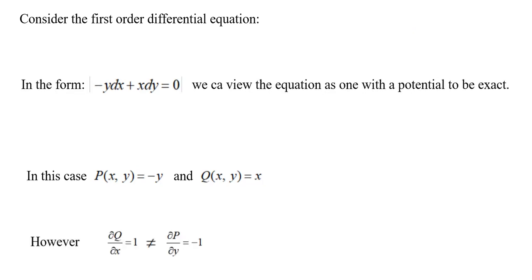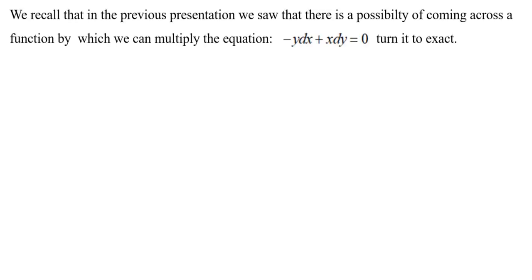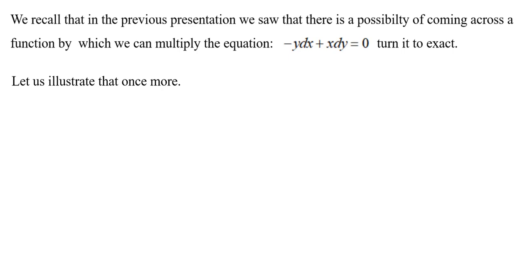Now, when we try to test for exactness, we notice that the partial derivative of Q with respect to x is equal to 1, and that of P with respect to y is equal to minus 1, making the equation not exact. We recall that previously we saw functions with which you could multiply an equation like this and turn it to exact. Let's illustrate that once more.